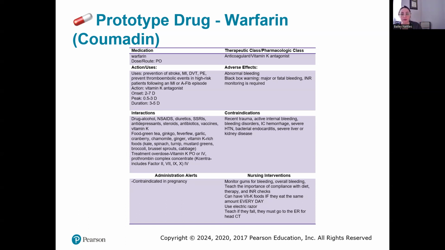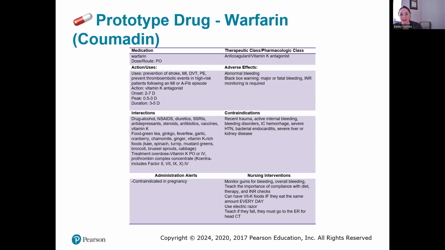Tell them to use an electric razor, because we don't want them to cut themselves. And here's the thing, they can have vitamin K foods, they can have a salad, but they have to have it every day for the rest of this treatment, because that is the same amount of vitamin K you're getting every time, and they can adjust your doses because of it.